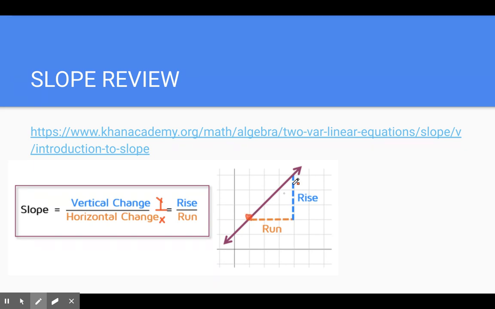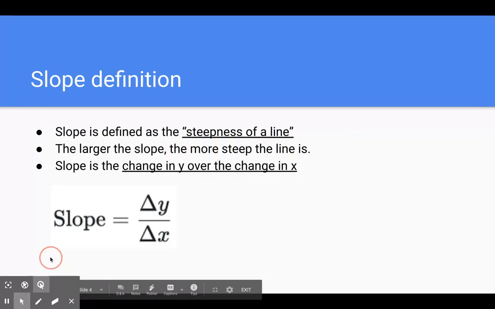In this specific case, I don't like when pictures do run and rise, because it's rise over run. Personally, I would say that we should go rise and then run. So the specific slope of this is we go up 1, 2, 3, we go over 1, 2, 3. The slope here is 3 over 3, which can be simplified to just 1. So that specific example has a slope of 1.